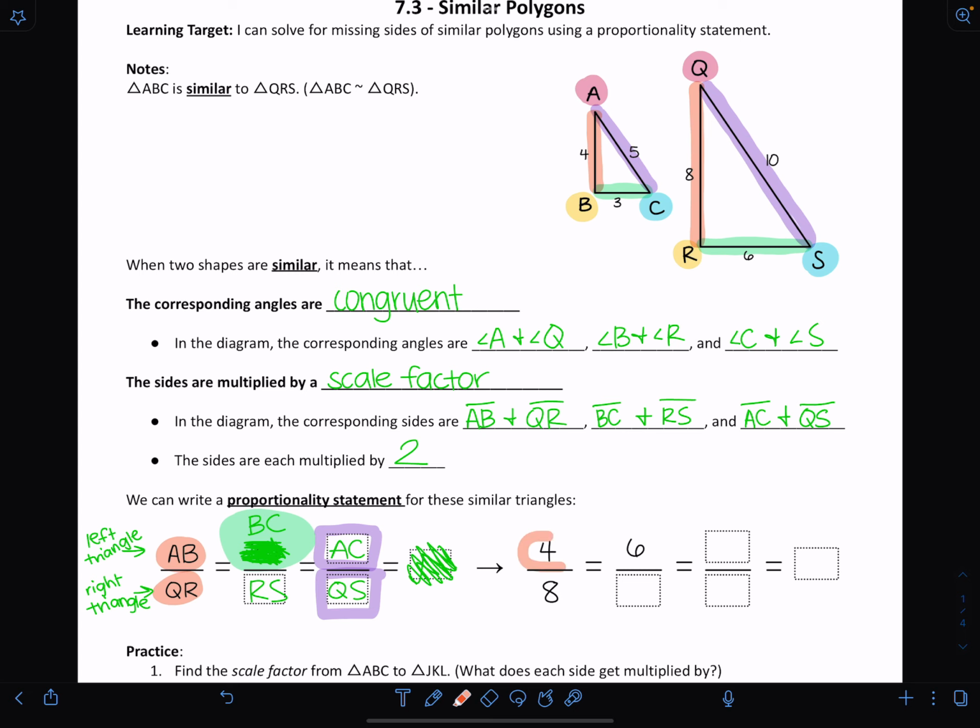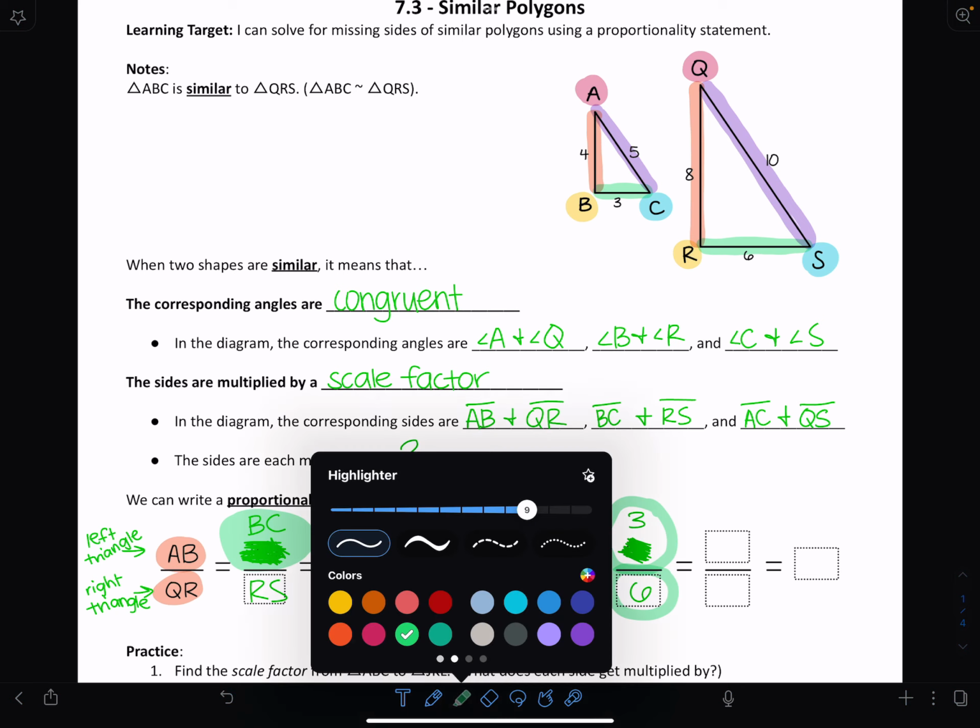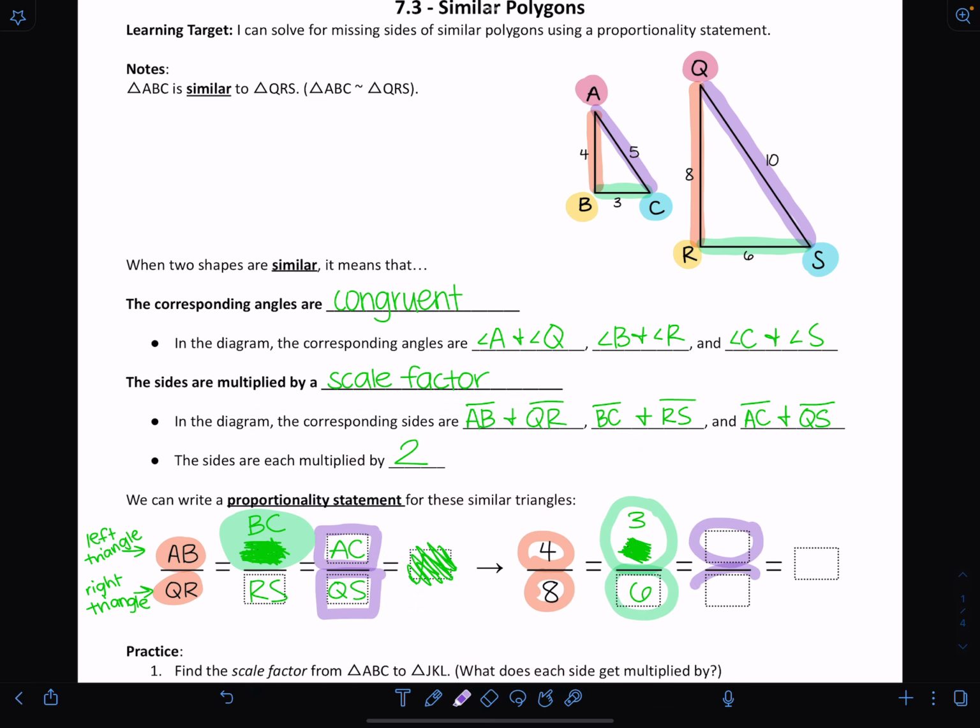Over here, the 4 came from the orange side, 8 came from orange side. We should correct this. That's not right. This should be how long BC is. BC in our left triangle was 3, and RS in our right triangle was 6. These ones were green, 3 and 6. And finally, we have our purple sides, AC and QS. Purple here, purple here. AC was 5 and QS was 10.